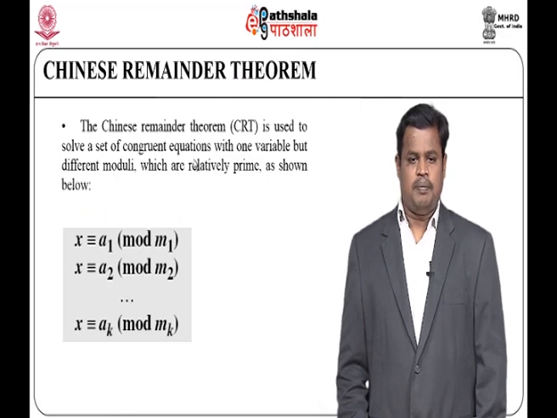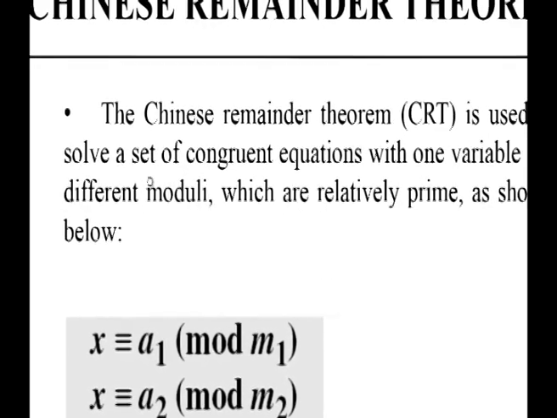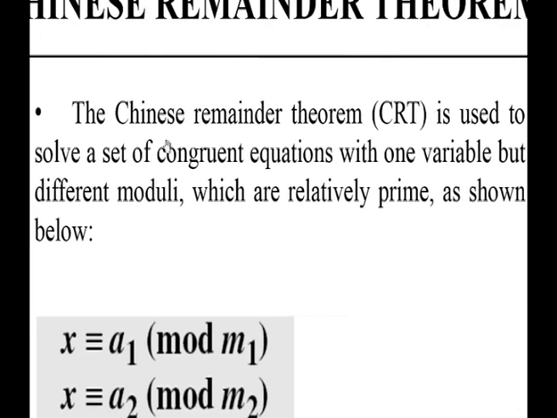This theorem plays a very important role in the field of cryptography. CRT is used to solve a set of congruence equations with one variable but different moduli. A very important thing is that the moduli must be relatively prime. We know what relatively prime means: the GCD of the two numbers must be equal to 1.